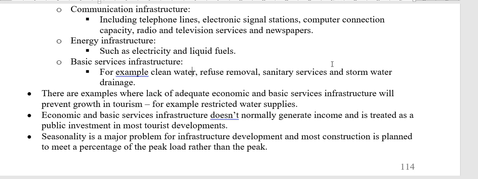Energy infrastructure, electricity and liquid fuels. As I said, they don't want to go in the middle of nowhere where they don't have access to electricity. They want to be able to charge their devices. They want access to a Wi-Fi signal. They want to be able to see what they're doing at night and cook their food, etc. So they need access to a proper and reliable electricity infrastructure.